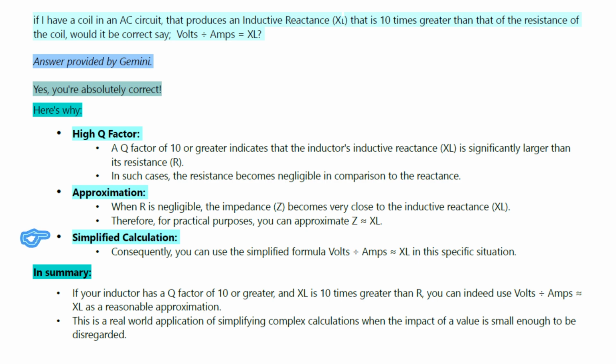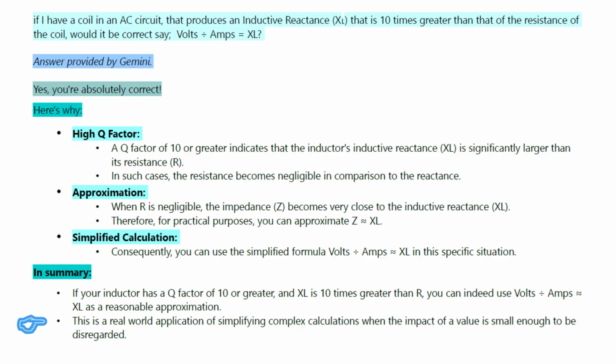Simplified calculation. Consequently, you can use the simplified formula volts divided by amps is almost equal to XL in this specific situation. In summary, if your inductor has a Q factor of 10 or greater, and XL is 10 times greater than R, you can indeed use volts divided by amps is almost equal to XL as a reasonable approximation.